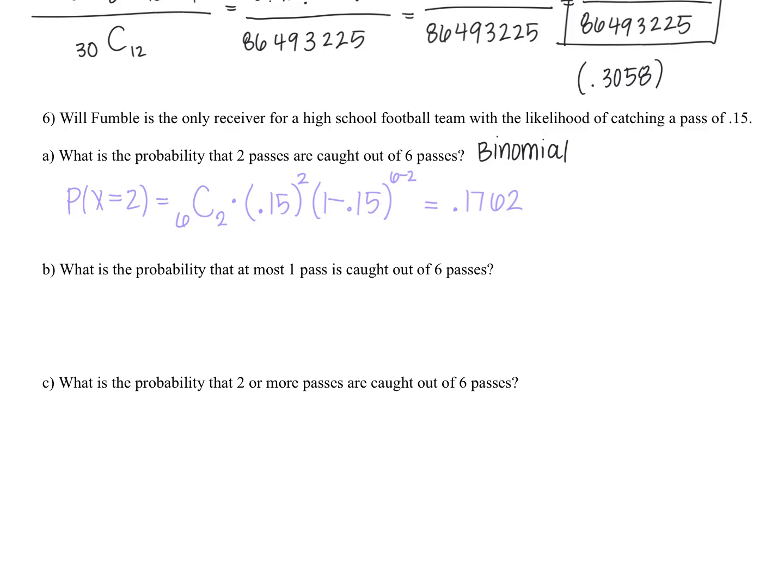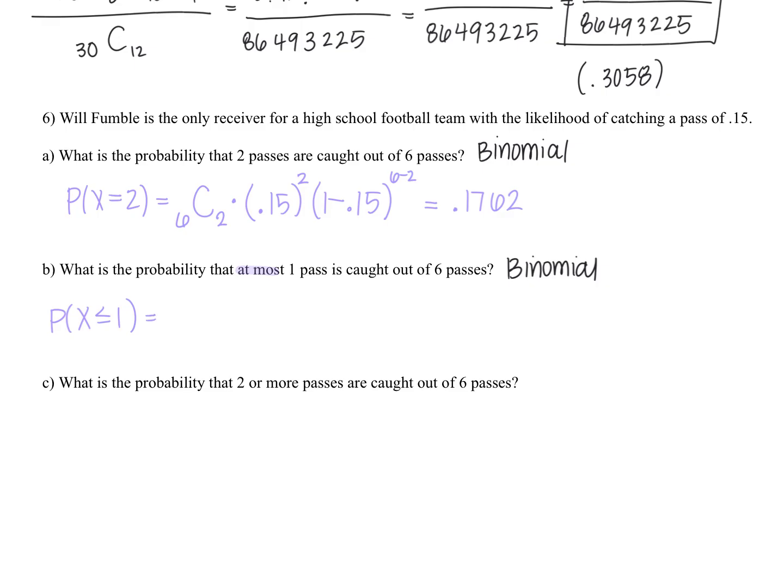The next problem says, what is the probability that at most 1 pass is caught out of 6? So this is also binomial. And a key thing here is the words at most. So at most is going to tell me that I'm dealing with an inequality. So this is the probability that x is less than or equal to 1. Now, you could do this one separately. So the only numbers less than or equal to 1 are 0 and 1. So you could find the probability he catches 0 passes and 1 pass and add them together using the formula.